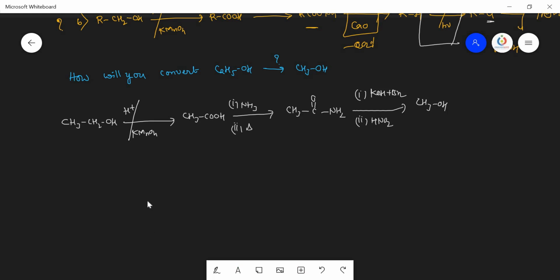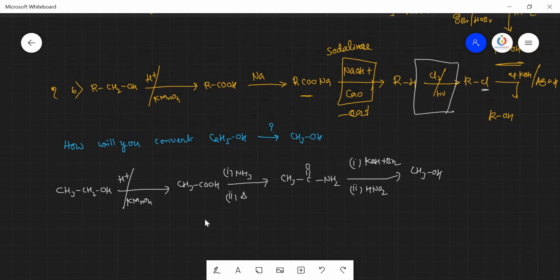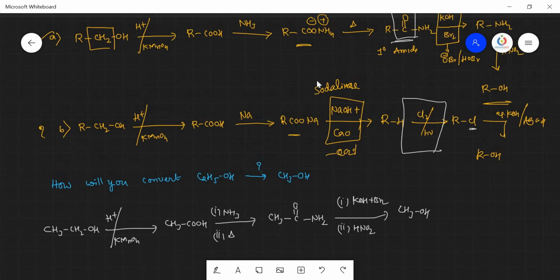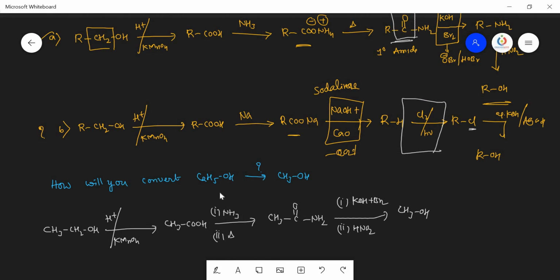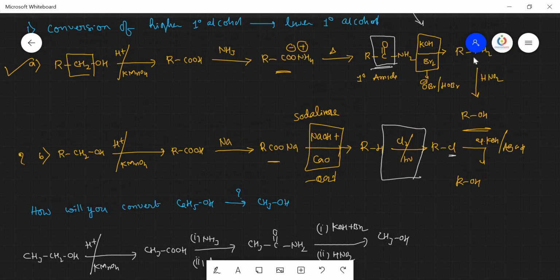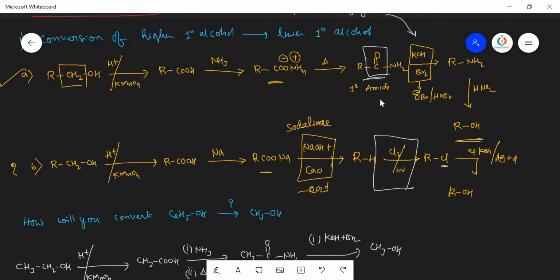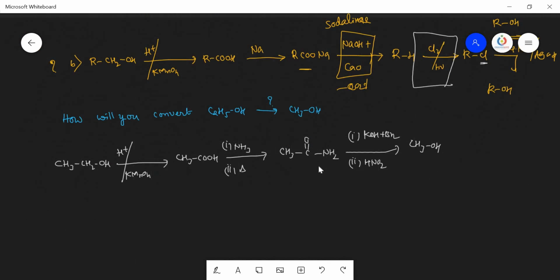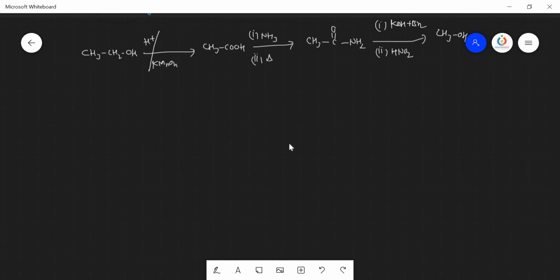Instead of writing all these steps, I am just writing the reactant and reagents. Once NH3 is introduced, this particular molecule shall be formed. Next, heating, so this molecule is formed. Next KOH and Br2, then RNH2, a primary amine, has to be formed. Then HNO2 gives the alcohol. So instead of writing all, you are just writing like this.